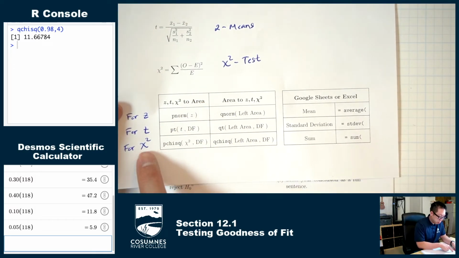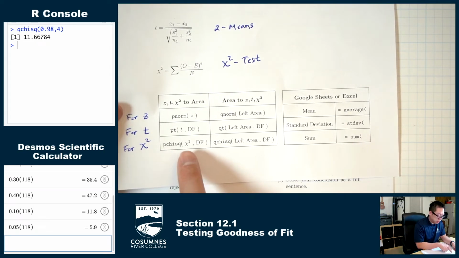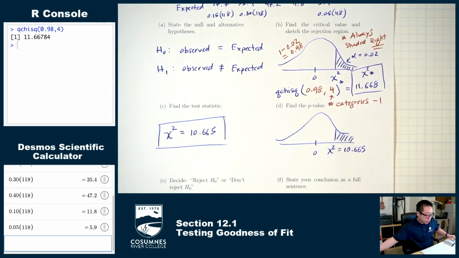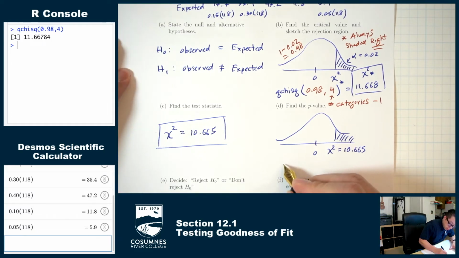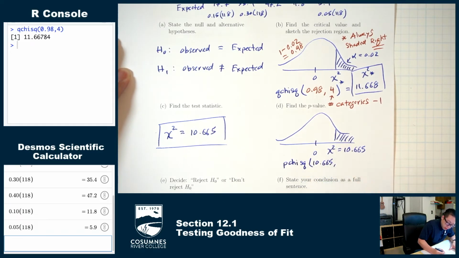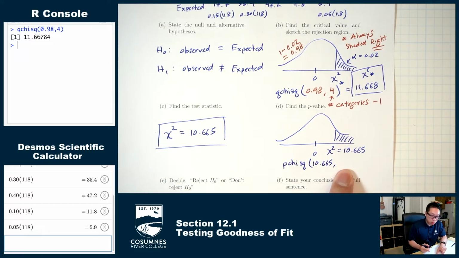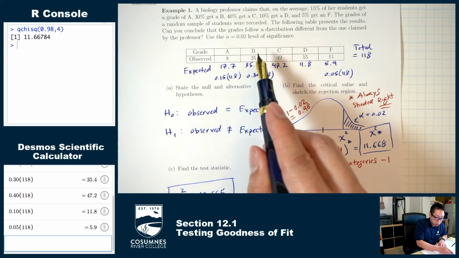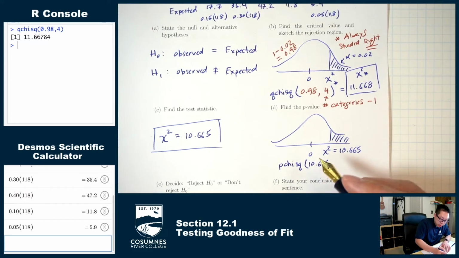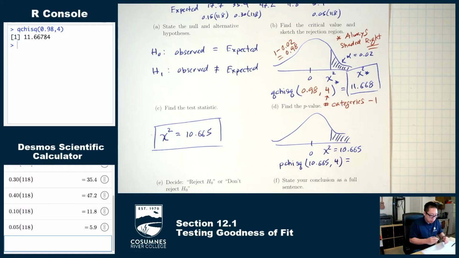Chi-square to area for the chi-square situation is going to be p chi-square, df. So we're going to do p chi-square the chi-square, which is 10.665, comma df. df, remember, is number of categories minus 1. There were 5 categories. Minus 1 is going to be 4. So in R, we're going to do p chi-square (10.665, comma 4). 0.969.